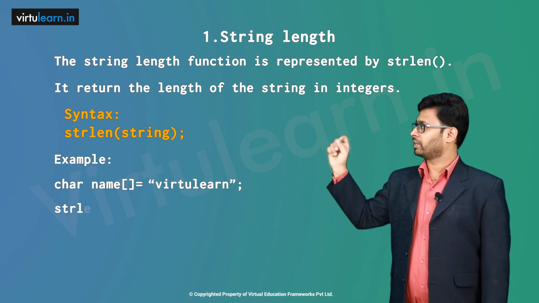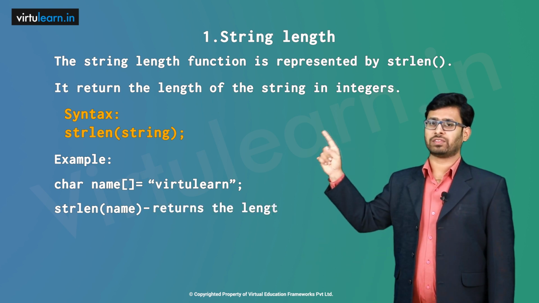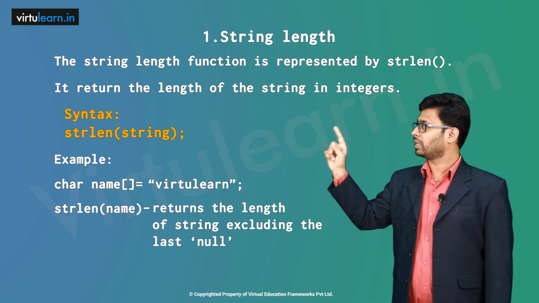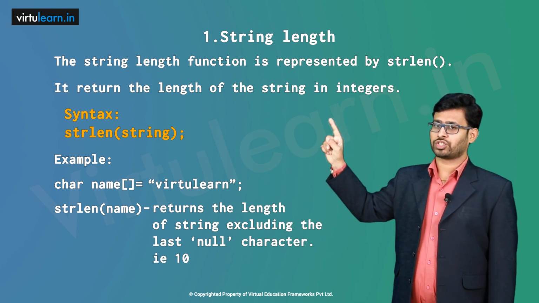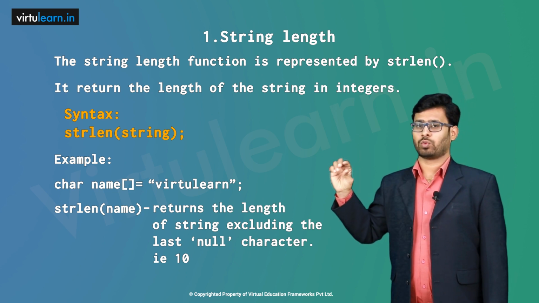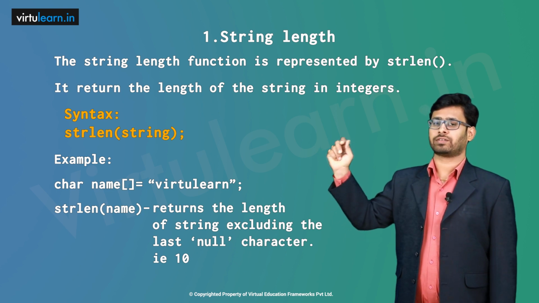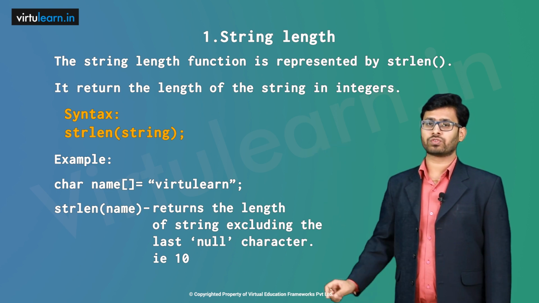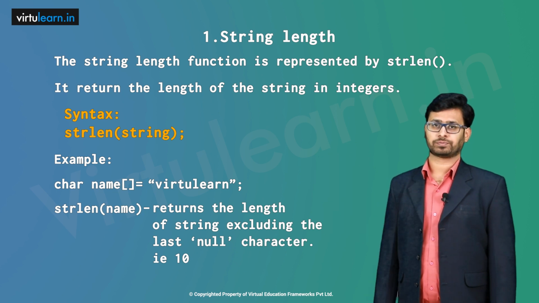Now strlen of name returns the length of the string excluding the last null character. If you count Virtulearn, the total number of characters is 10. So the strlen function will return 10 as a result. It gives the length of the string excluding the null character.